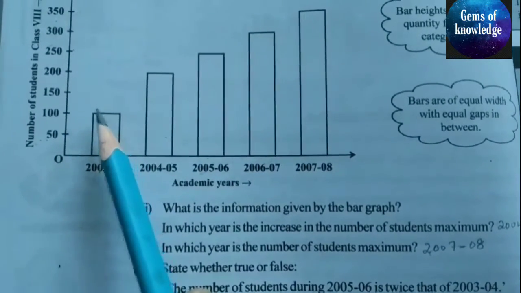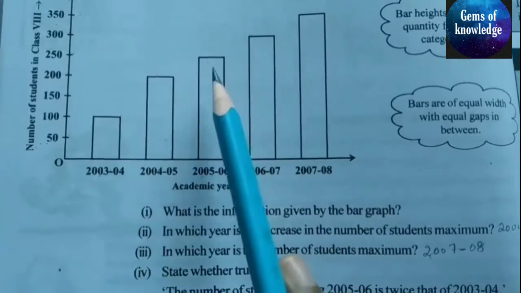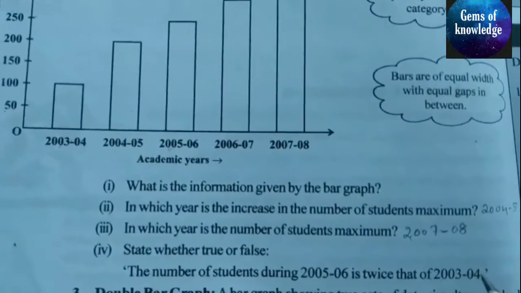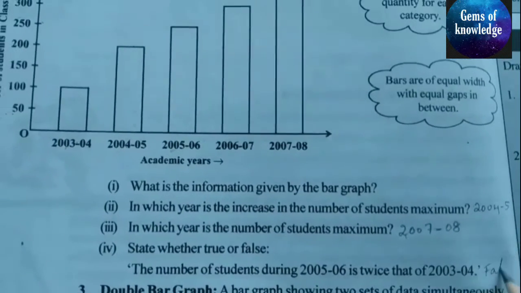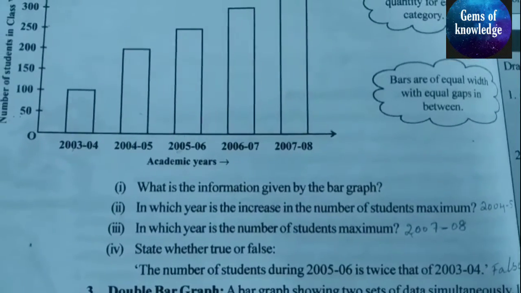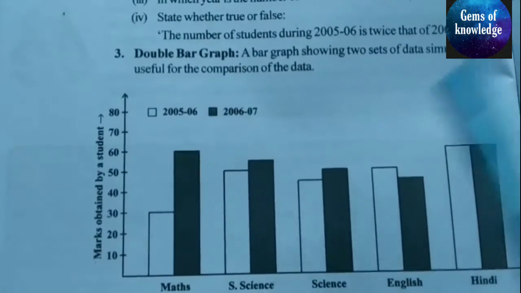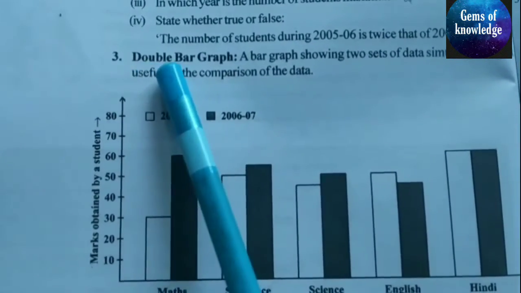So what is twice of 100? That is nothing but 200. But here they have given 250. So we can say that this statement is false.